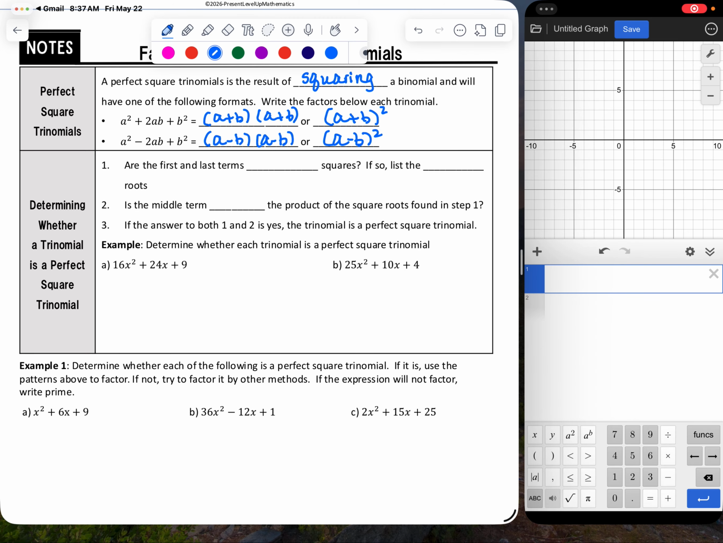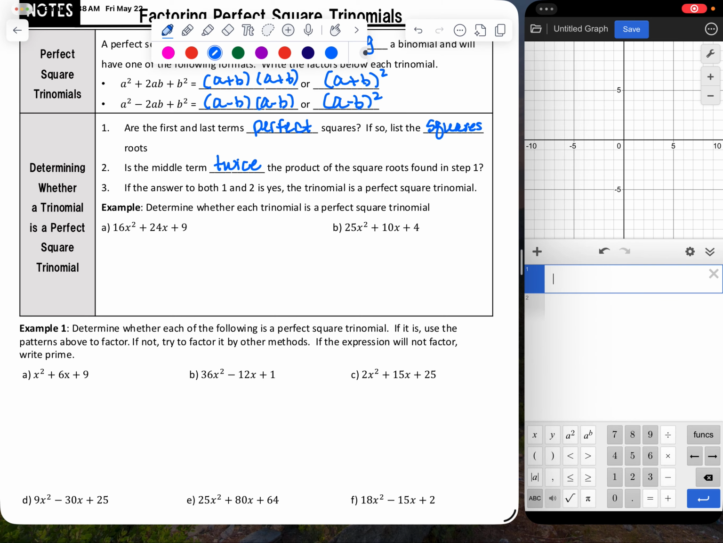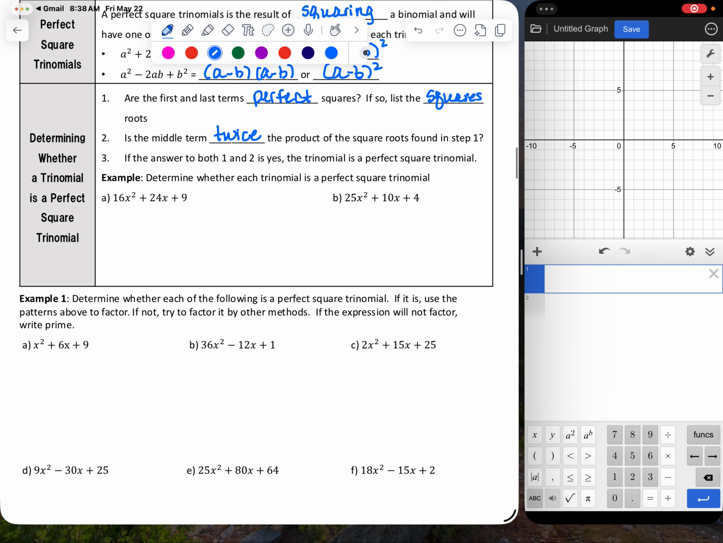So, number one, you want to check, are the first term and the last term perfect squares? If they are, list their square roots. If they're not perfect squares, then you'll have to use some other factoring method. Now, in addition to the first term and the last term being perfect squares, the middle term has to be twice the product of the square roots you found in step 1. If the answer to both 1 and 2 is yes, the trinomial is a perfect square trinomial.